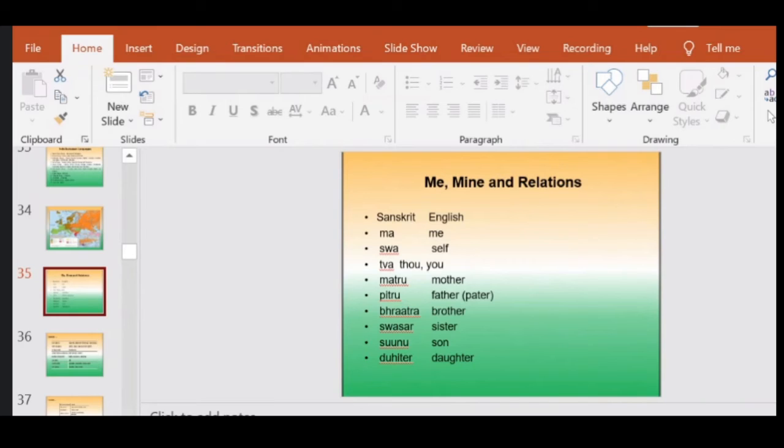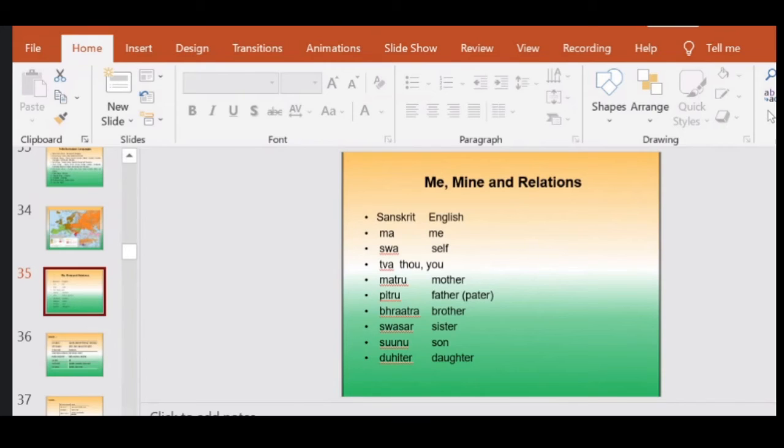Then matri is mother. Matri, if you go to Spanish, it is called madre, in French it is called mère, and in English it's called mother. Then pitri is father in Sanskrit, and if you go to Spanish it's called padre. In French, it's called père, and in English, it's called father. It actually comes from pater, father. So see how pitri changed to all that, how twa changed to you, swa changed to self, ma changed to me. Then bhrata. Bhrata is brother.